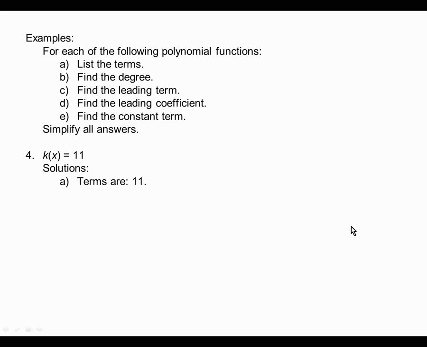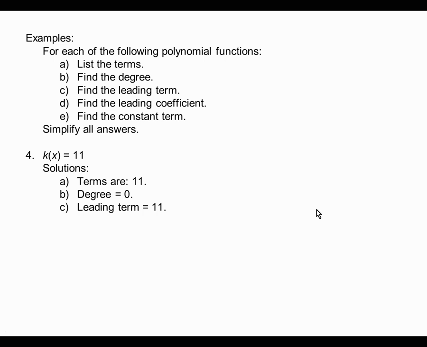For part B, the degree. Remember, all numbers, except for 0, have degree 0. So this number isn't 0, so its degree is equal to 0. Supposed to find the leading term? Well, again, there's only one term, so the leading term has to be 11.